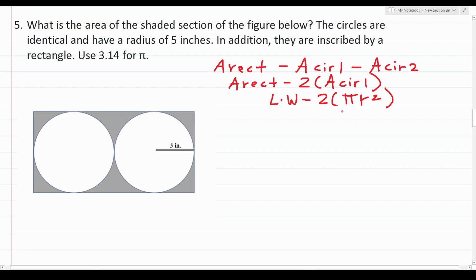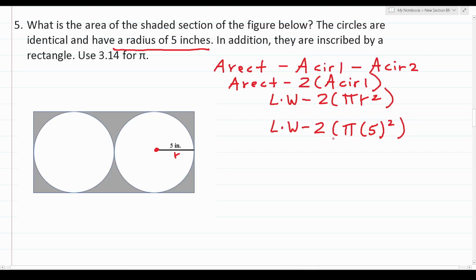We happen to know the radius of our circle in this case. It's given to us in the problem. The circle has a radius of 5 inches, and we can also see it's right here. So let's go ahead and plug in r. We know r is 5 in this case. So this becomes length times width minus 2 pi. R is 5, so we'll plug in 5 squared, and we'll leave that in parentheses.